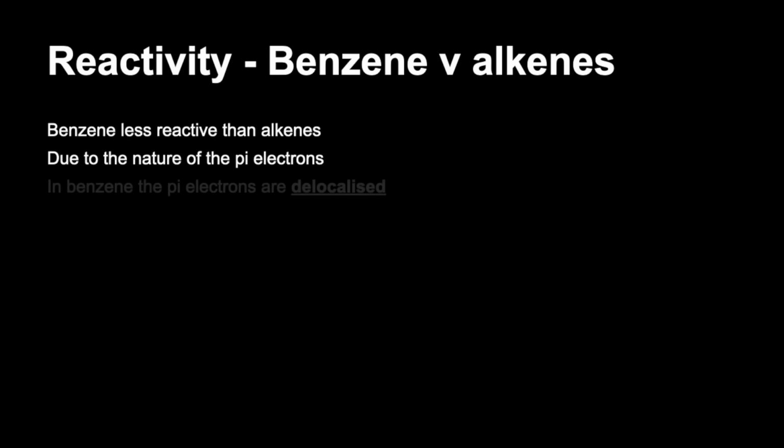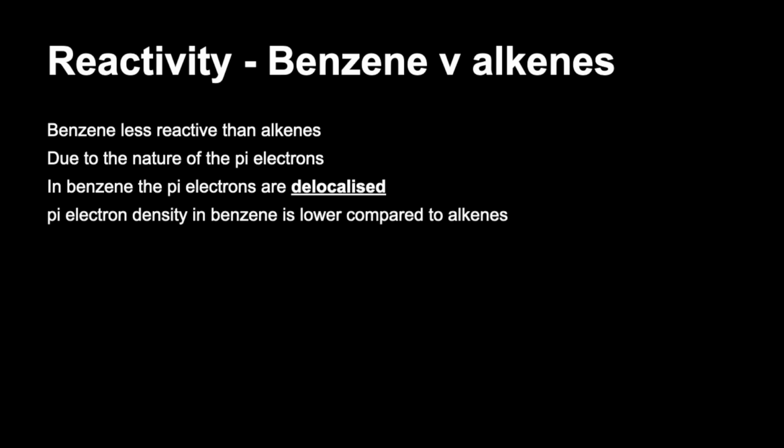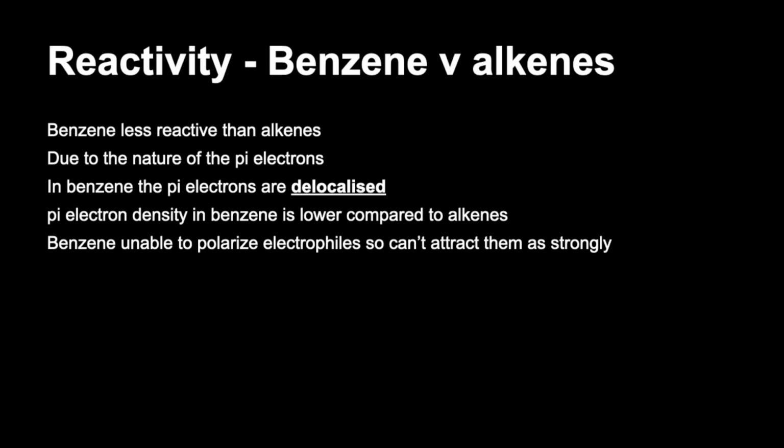So we'll move on to the reactivity of benzene compared to alkenes. Benzene is less reactive than alkenes. Remember, it's substitution, not addition. It needs a catalyst when it reacts. So what's that down to? It's due to the nature of the pi electrons. In benzene, the pi electrons are delocalized, and that means that the pi electron density is lower compared to alkenes because it's spread over all 6 carbons in the ring. So benzene is unable to polarize electrophiles. It can't attract them as strongly as an alkene can.